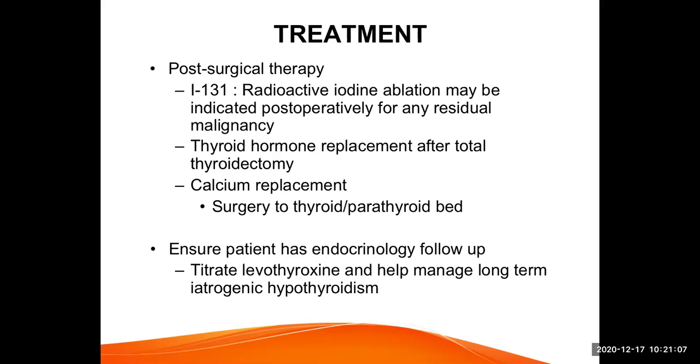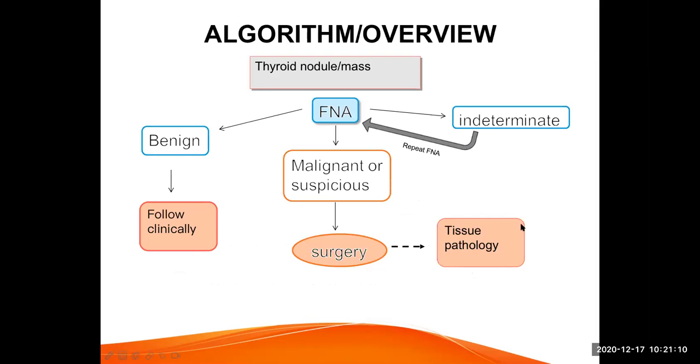Now, this is an algorithm of the thyroid nodule case. So let's quickly go through it. See here, there's a thyroid nodular mass. You can go for FNA after the thyroid function test, which we have done. Is it a benign mass, or malignant, or suspicious? Accordingly, your management will differ.